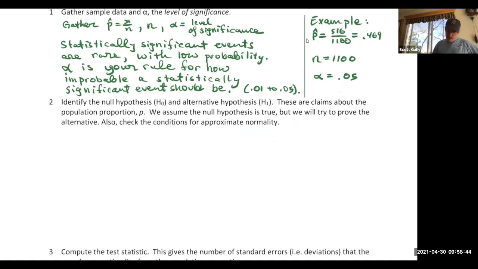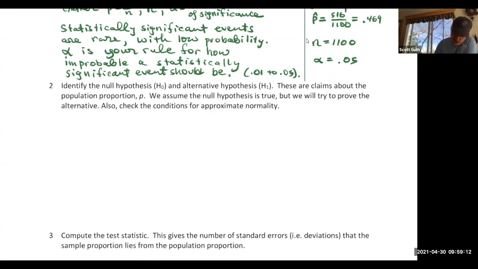Okay, then it says to identify the null hypothesis and the alternative hypothesis. These are claims about the population proportion. Null hypothesis is abbreviated H0. Alternative hypothesis is H1. Again, these are claims about the population proportion. We assume the null hypothesis is true, but we will try to prove the alternative. Also, we'll check the conditions for normality here.